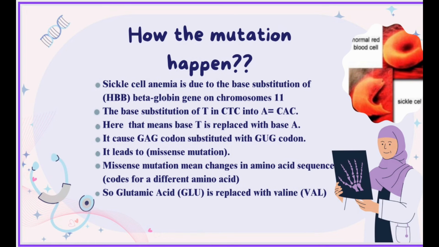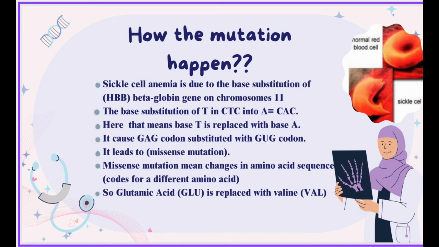Now let's talk about how mutation happens in this disease. Sickle cell anemia is due to the base substitution of the HBB beta globin gene on chromosome 11. The base T in CTC gets replaced with A, giving CAC. Here that means base T is replaced with base A. It causes the GAG codon to be substituted with the GUG codon.